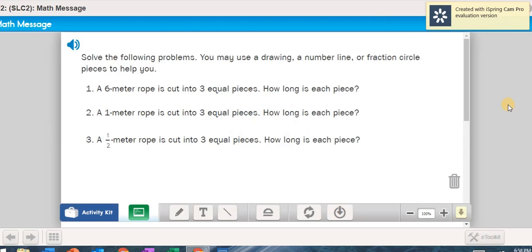All right, so our math message today is going to look just like the one on your screen if you're following along. It says solve the following problems. You may use a drawing, a number line, or fraction circle pieces to help you. Number 1 says a 6-meter rope is cut into 3 equal pieces. How long is each piece? Number 2 is a 1-meter rope is cut into 3 equal pieces. How long is each piece? Number 3, a 1/2 meter rope is cut into 3 equal pieces. How long is each piece? So think about that for a moment.